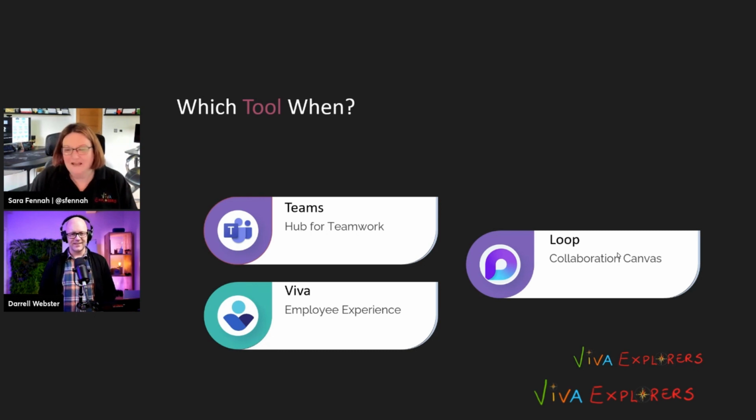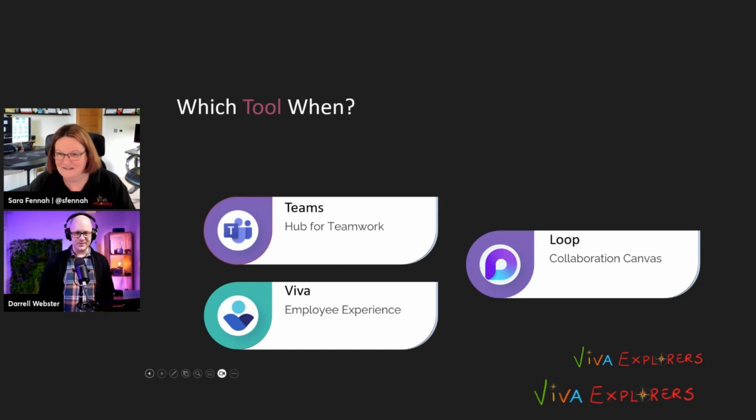So I guess really one of the first things we need to do is define those three products and why we've picked those three, why they kind of overlap in some ways, or people may be confused as to how they overlap. So I've picked out the three sort of buzzwords, the taglines that Microsoft use for describing these products. So Teams being the hub for teamwork, and Viva, our employee experience platform, and Loop, the flexible collaboration canvas.